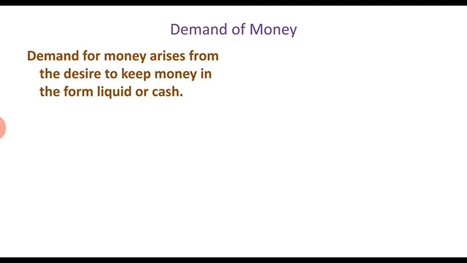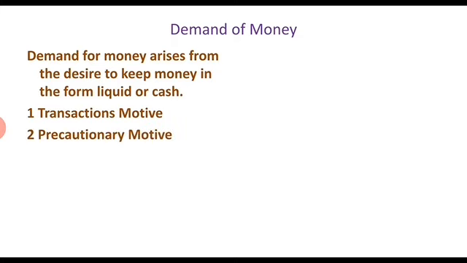Demand for money. Demand for money arises from the desire to keep money in the form of liquid or cash. J.M. Keynes gave three reasons for holding money: transactions motive, precautionary motive, and speculative motive.